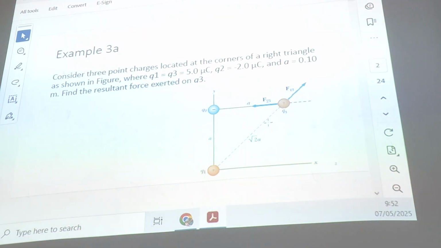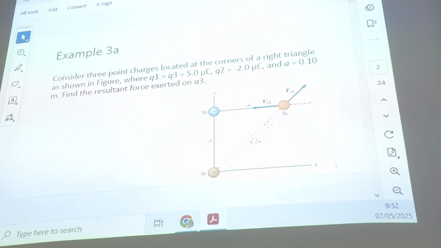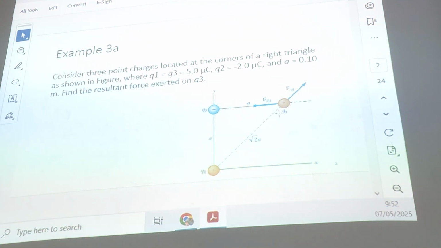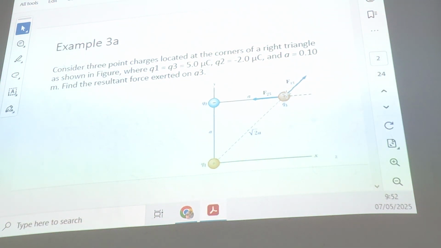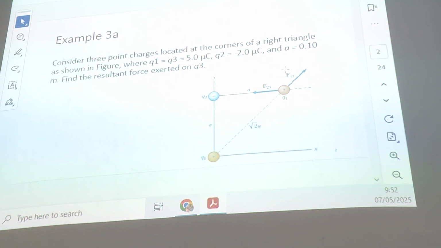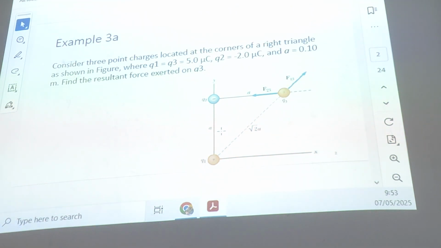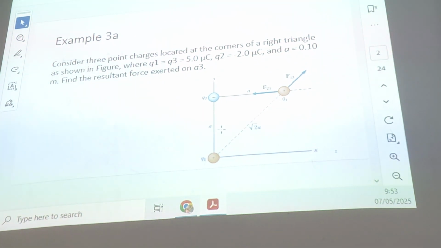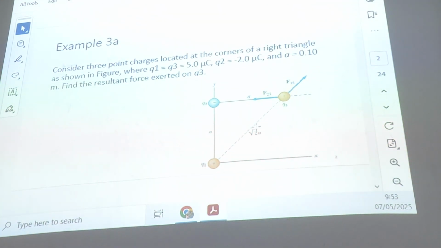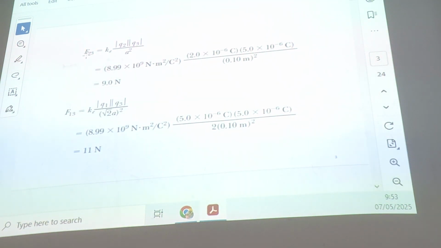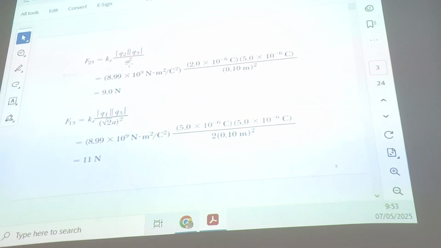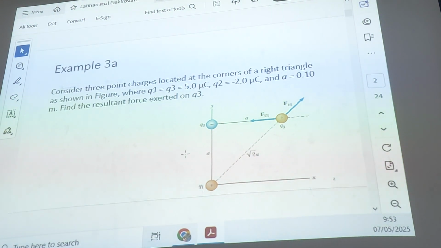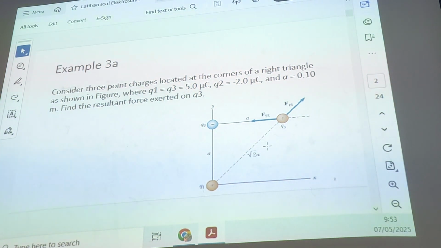What was the question? Resultant force on Q3. So here, what's the resultant of these 2 F? Just use what we had in engineering mechanics. We don't know the angle. Sure, we just need to use sine or cosine, going back to those things. So F23, F13, based on A and based on the square root of 2 A.